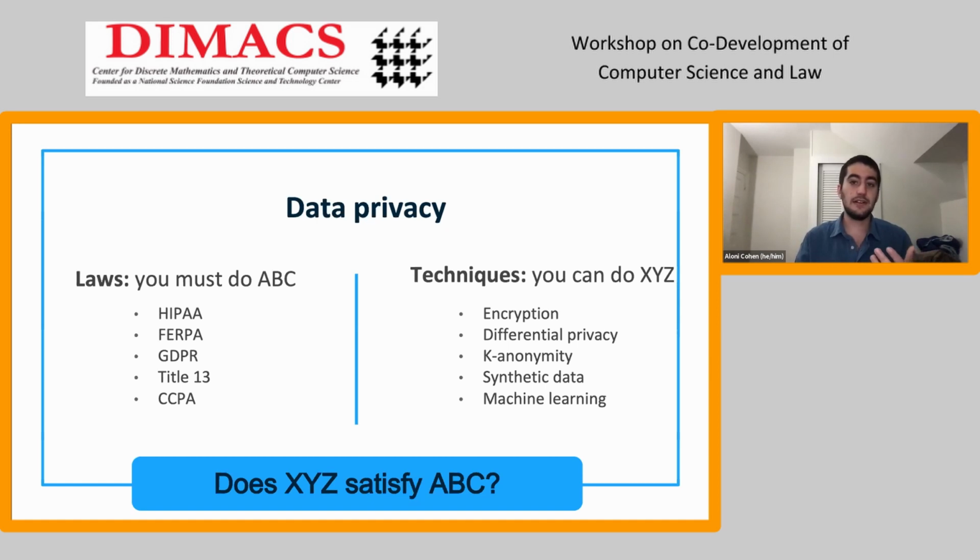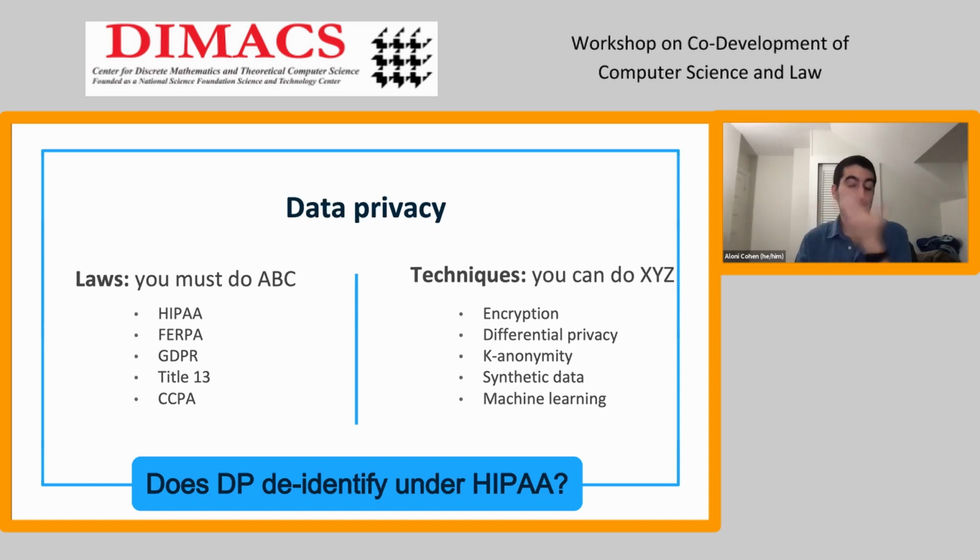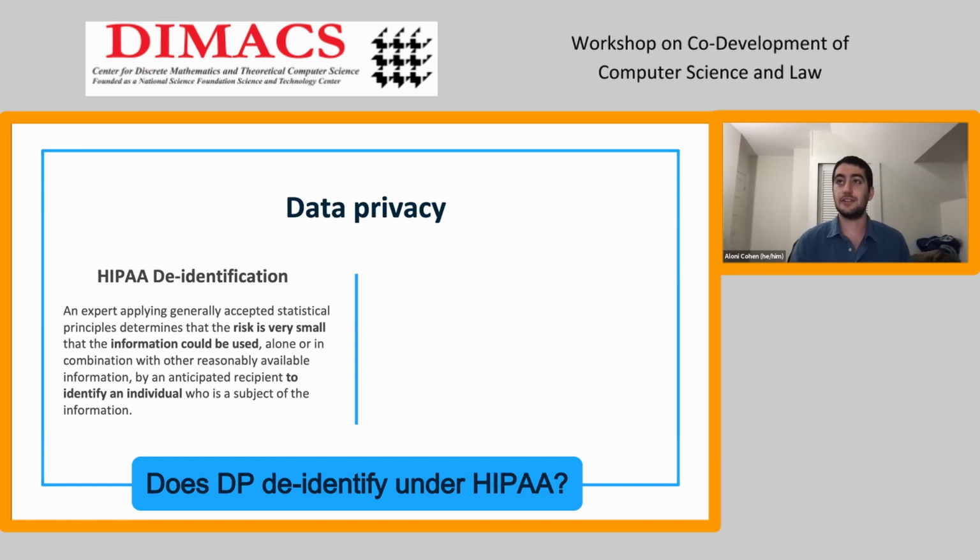So for example, does differential privacy, one of the techniques on the right, de-identify under the HIPAA expert determination standard? Let's just look at HIPAA and differential privacy. Here's the HIPAA expert determination standard. It's a lot of text. An expert applying generally accepted statistical principles determines that the risk is very small to identify an individual who is the subject of information. This is what's in the regulation, in the privacy rule. And this is what differential privacy says.